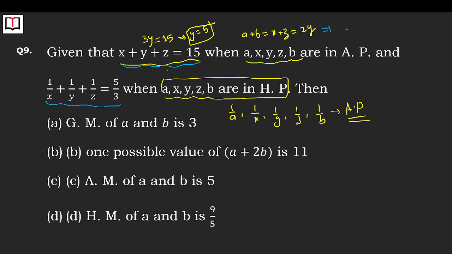So from here I can write a plus b is 10, right? Now come to this place. So again I will write 1 by x plus 1 by z is equal to 1 by a, because of the property of AP, is equal to 2 by y.